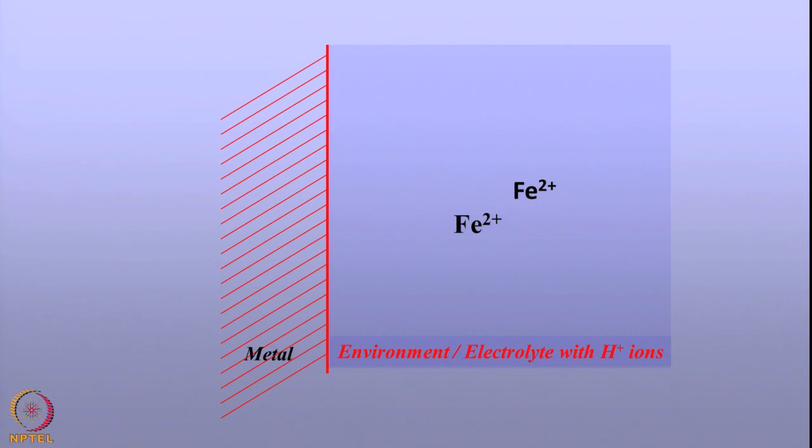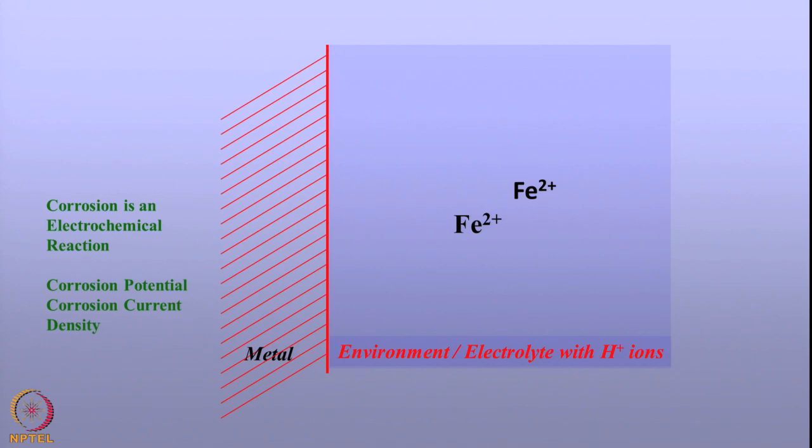And so, there is a net flow of current occurring on the metal surface. So, the current is flowing along with the reaction. So, the corrosion is electrochemical in nature. Because the charges are interacting at the interface, we can use potential to control the flow of charges in either direction.